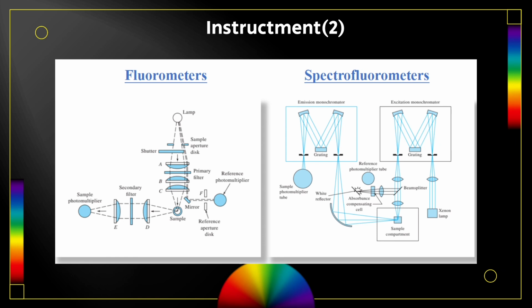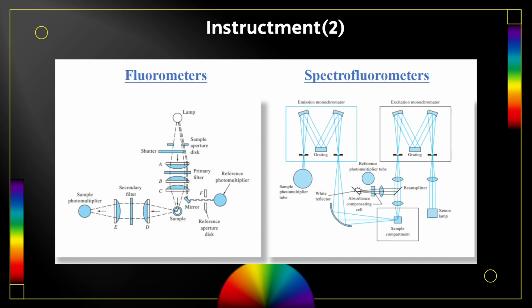For the fluorimeter, a typical filter fluorimeter uses a mercury lamp and two photomultiplier tubes. The source beam is split into a reference and a sample beam. The reference beam is attenuated and sent to one detector, while the sample beam excites the sample, passes through a second filter and reaches the other detector.